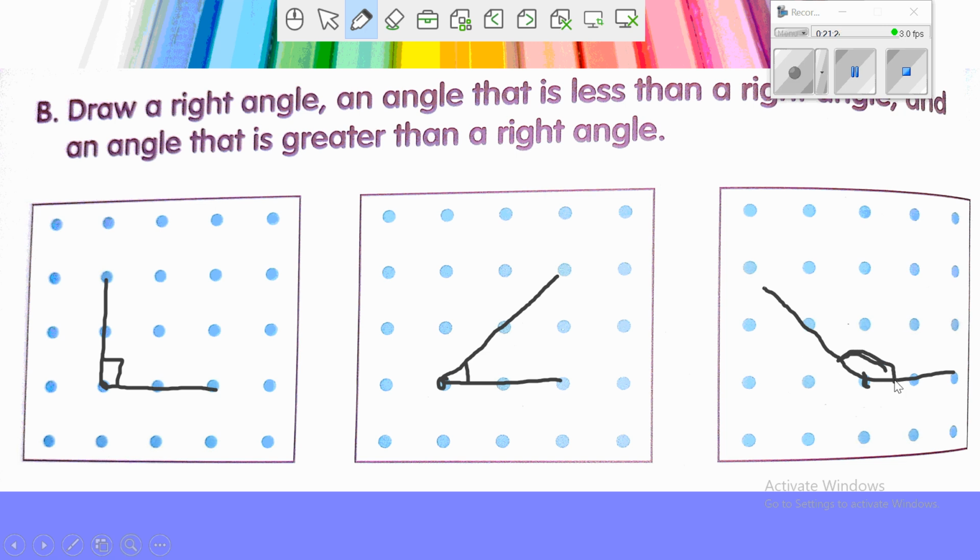So it's just comparing with the right angle. And in the book, they didn't tell you the name of the angle. They told you just less than and greater than. But I want you to know the less than, we call it acute. The greater than, we call it obtuse.